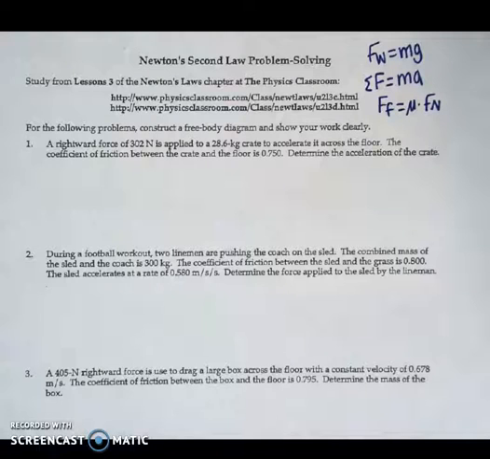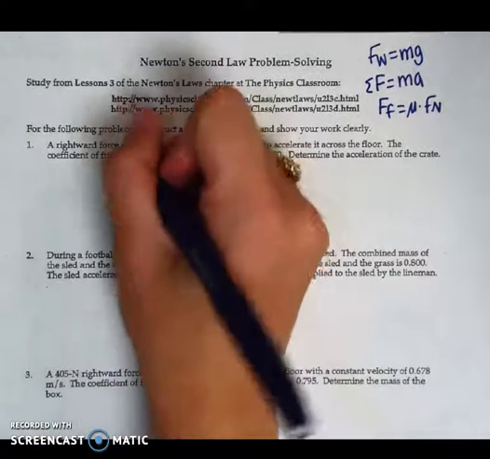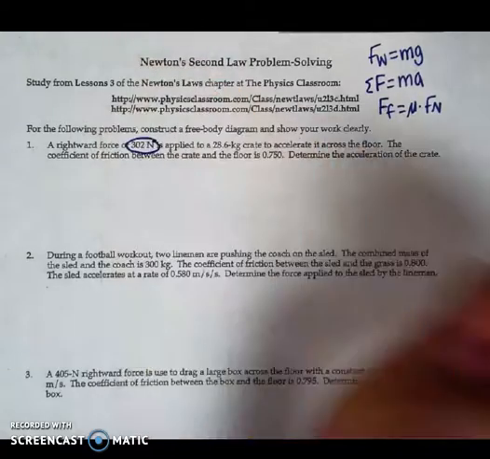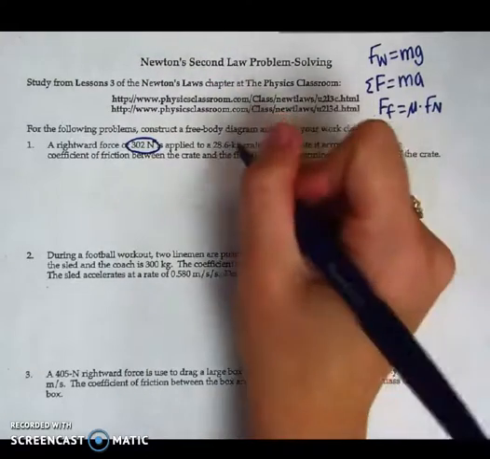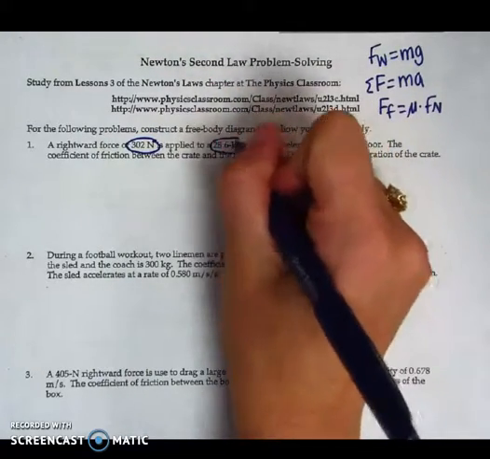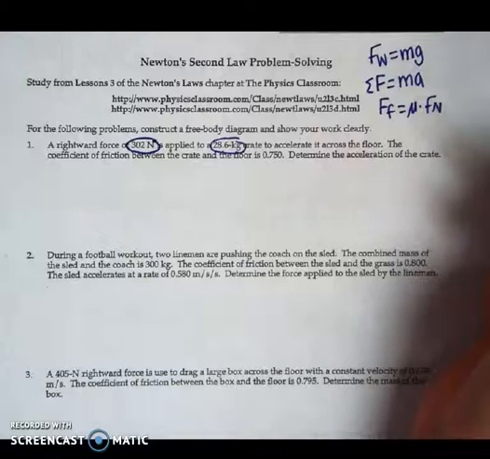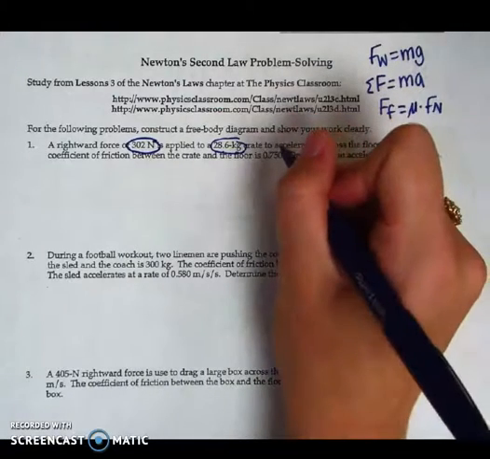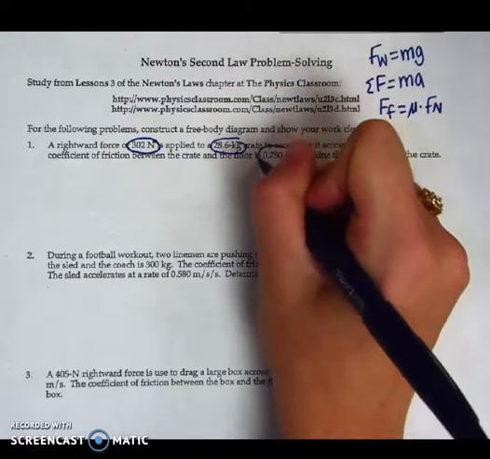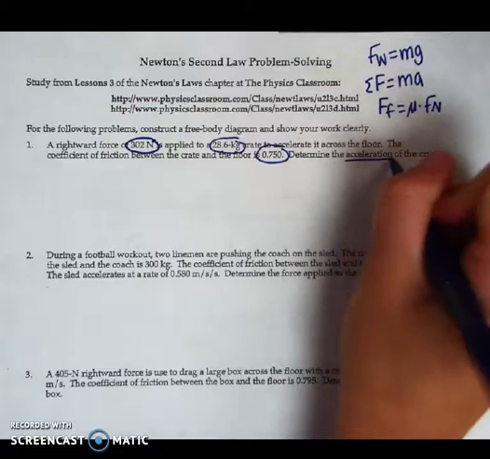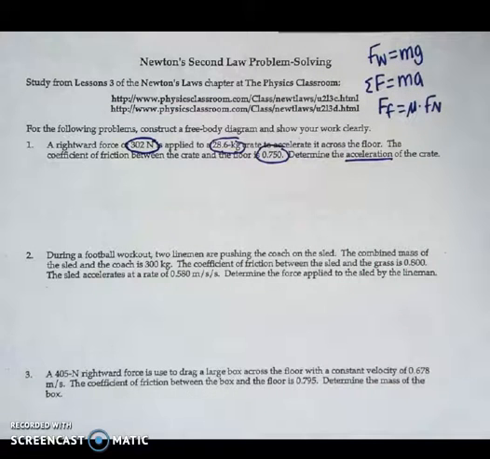So we're going to work out a couple of these because they do kind of have a different little spin on them. So number one says a rightward force of 320 newtons is applied to a 28.6 kilogram crate to accelerate it across the floor. I'm just going to go ahead and circle my givens. The coefficient of friction between the crate and the floor is 0.75. Determine the acceleration.